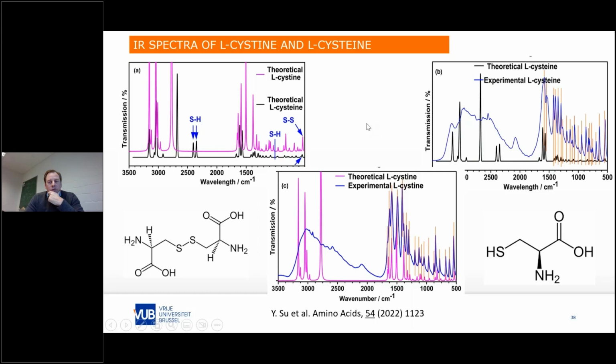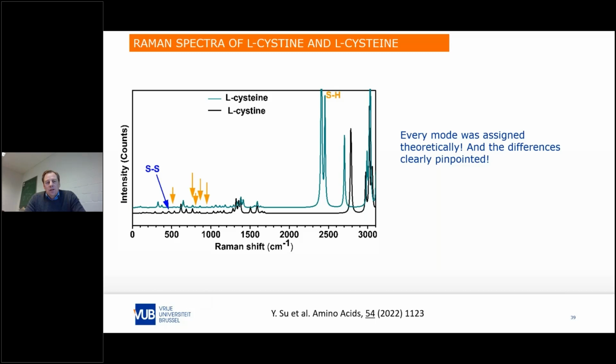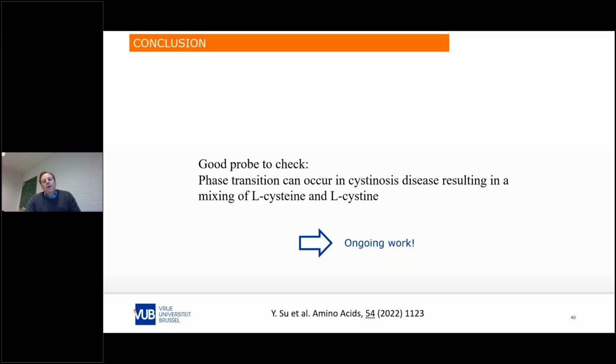So we can compare theoretical and experimental spectra. Here it's not a kidney stone, the experimental one, I think. It's just a pure or synthesized cysteine molecule. And then we can compare them, theoretically and experimentally, to assign the different bands. And here, for example, are the bands that should be looked at if we want to do some analysis on real kidney stones. So we proposed some bands that could be used in the diagnostics of some pathologies.